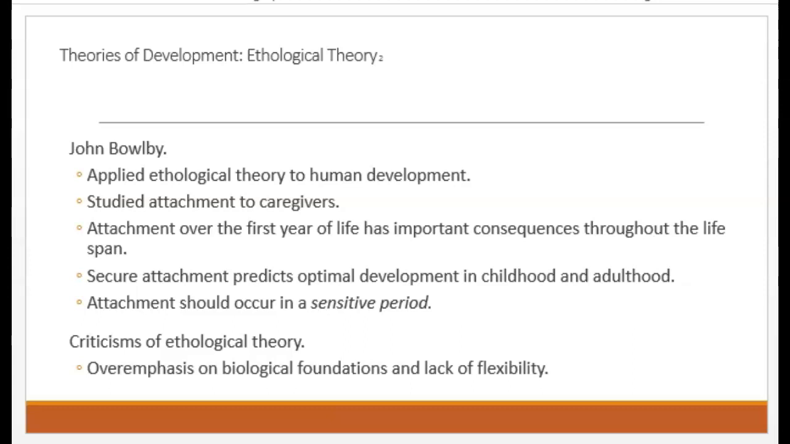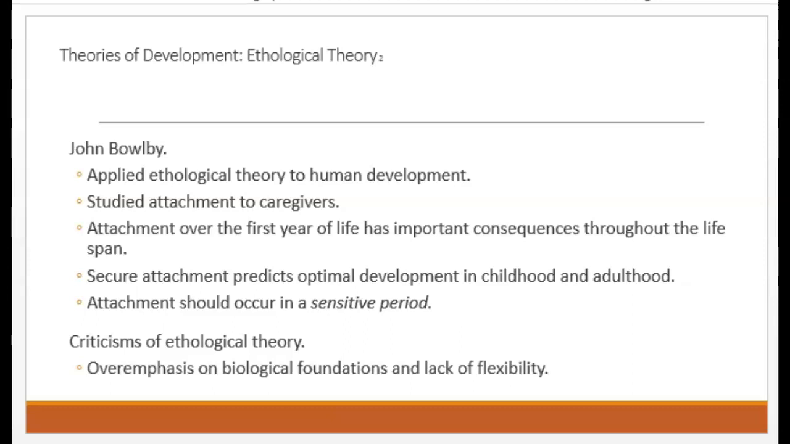John Bowlby applied ethological theory to human development as well. Although we may not have critical periods per se, we seem to have some sensitive periods of development. For example, if an infant doesn't form an attachment to caregivers in the first year of life, perhaps due to severe neglect, then this has important impacts on their ability to form healthy relationships later on.